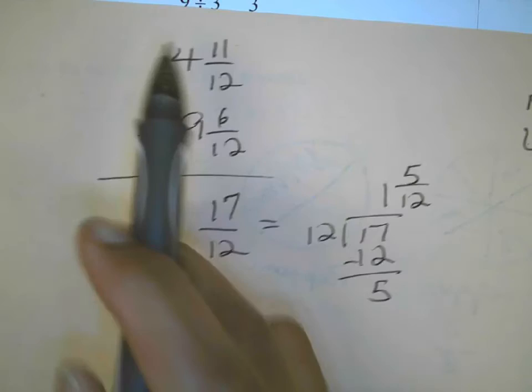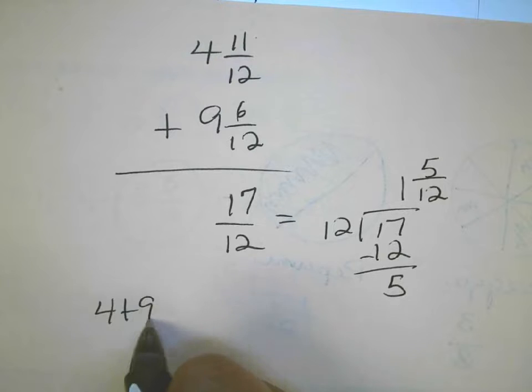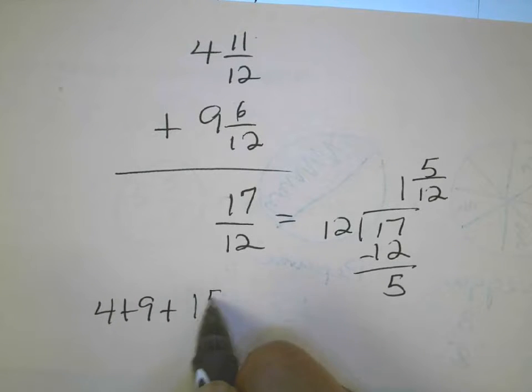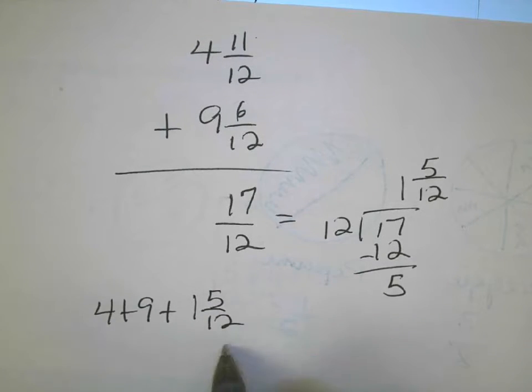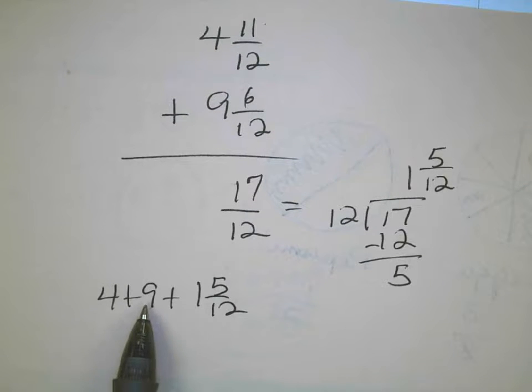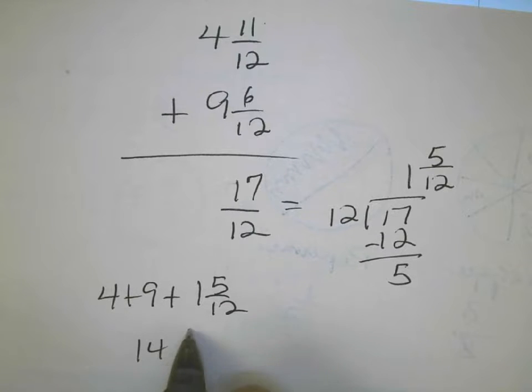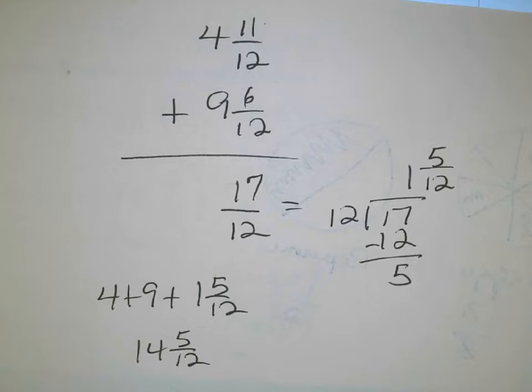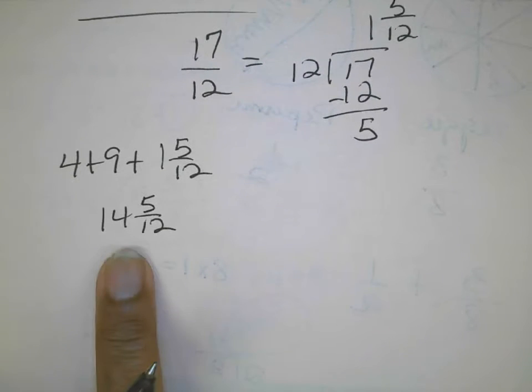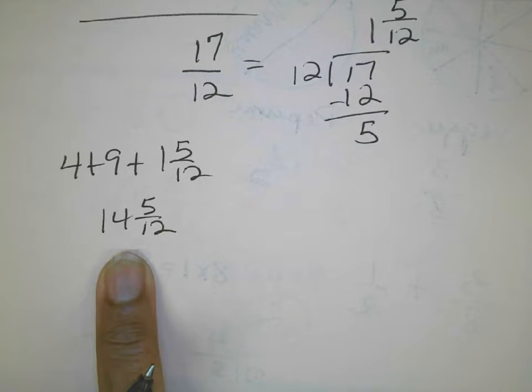So how much is my whole number? I have 4 plus 9 plus 1 and 5/12. When I add these together, 4 plus 9 is 13, plus 1 more gives you 14 and 5/12. So how do I know that I'm done? This is my answer. How do I know that's my answer and I'm done and I can draw my stop sign?